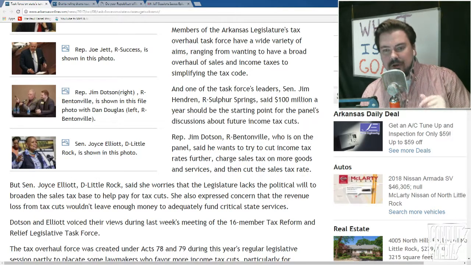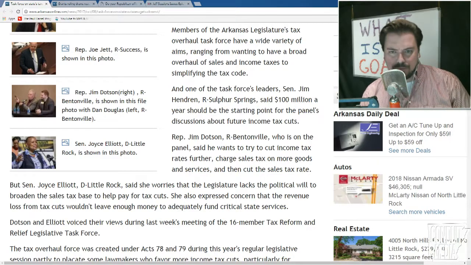Now, this is what they're going to do. They don't want to reform the whole system, right? They don't want to get rid of the income tax. They just want to lower it. They want to play with the rates. They want to lower it.